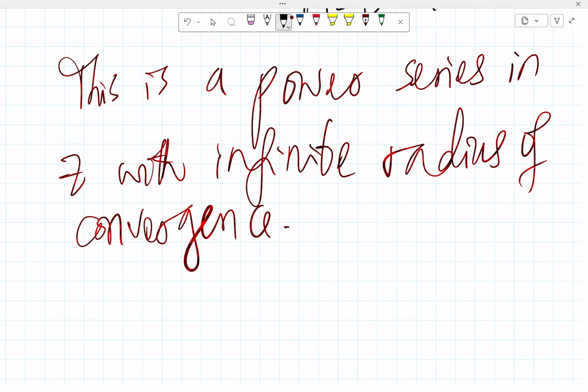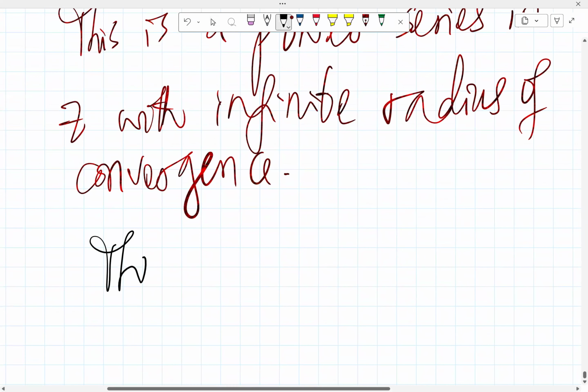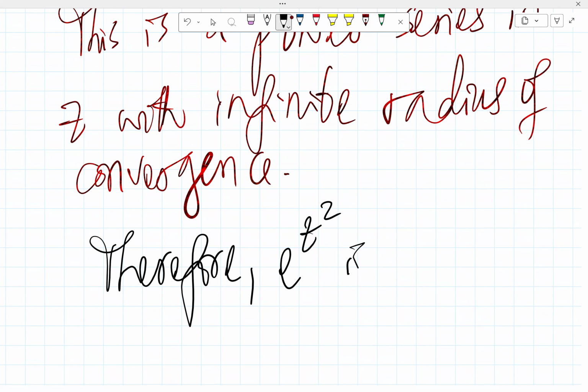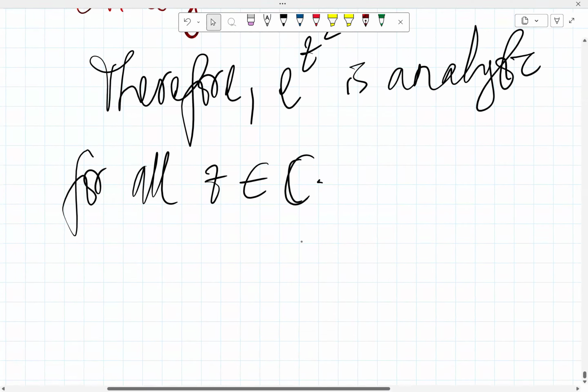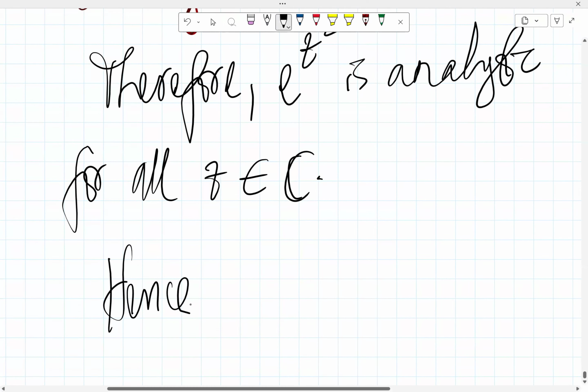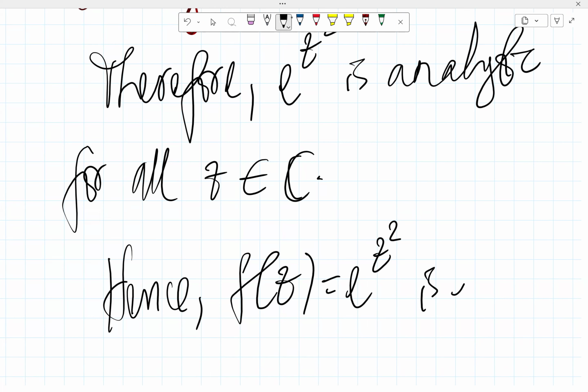So with that settled, we can say therefore, e raised by z squared is analytic for all z which belongs to the complex domain. Hence, f of z equals e raised by z squared is entire. So that settles that, and we move on to problem 16.